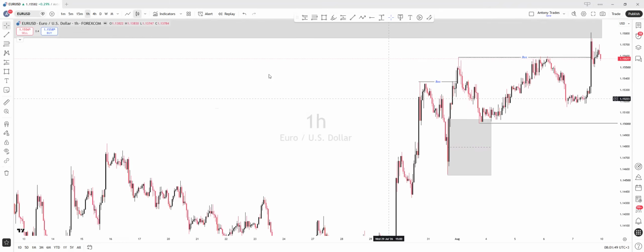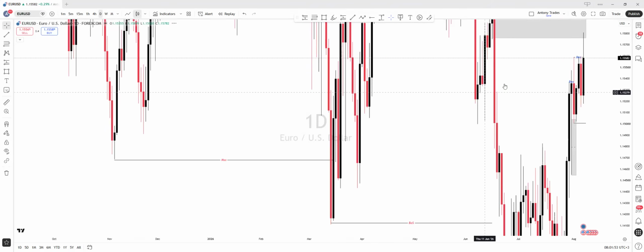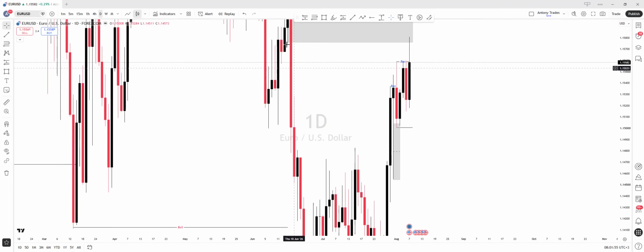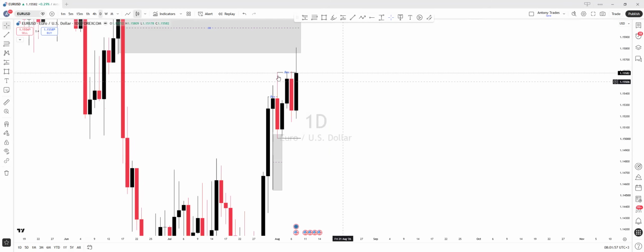That is after the market reacted from this fair value gap from the daily time frame. We have this massive fair value gap around this area. And we saw that Euro USD gave a very nice rejection. But a rejection alone is not enough, guys. I always keep on telling you guys.